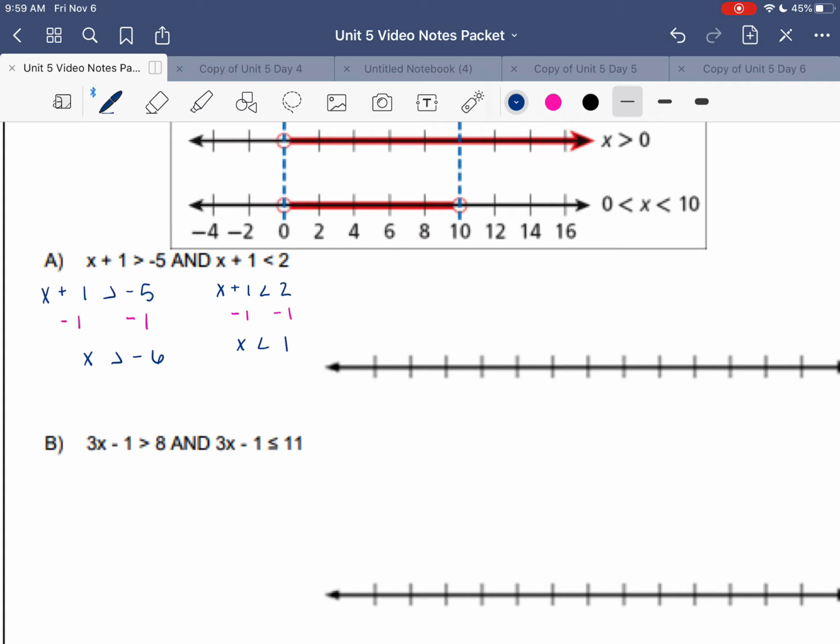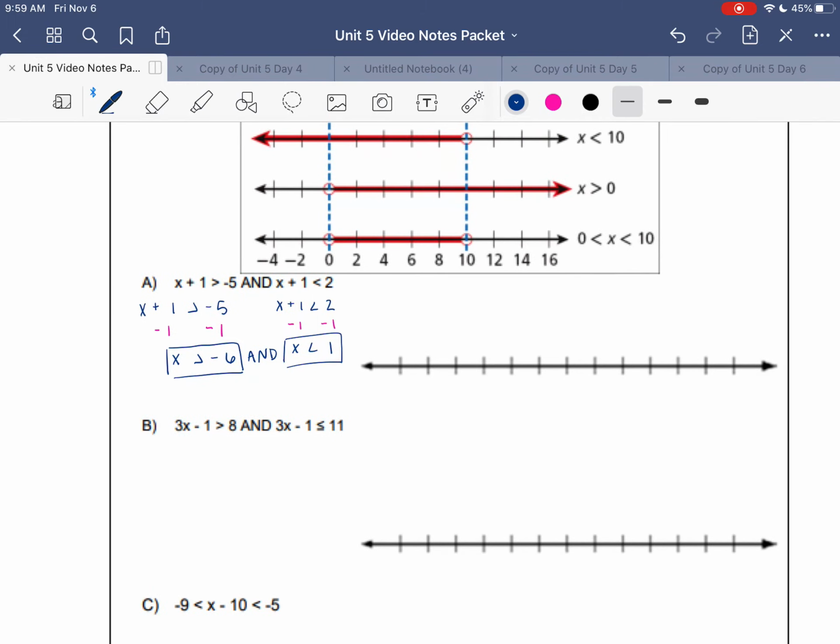So what I have here are two different answers. I know that x has to be greater than negative 6 and less than 1. It has to meet both requirements. Essentially, if it has to be greater than negative 6 but less than 1, we're going to be in between negative 6 and 1. On my number line, I need to make sure that I see both of those numbers. So I'm just going to start down here at negative 6, and count up until I get to positive 1.